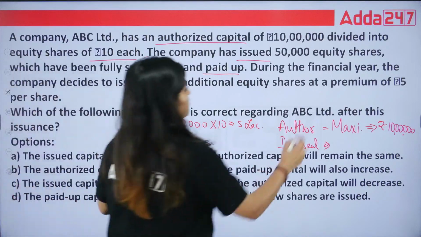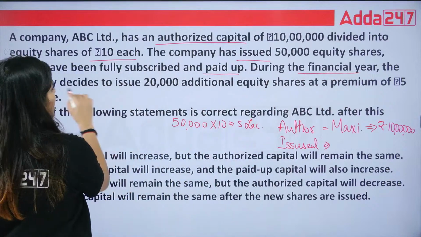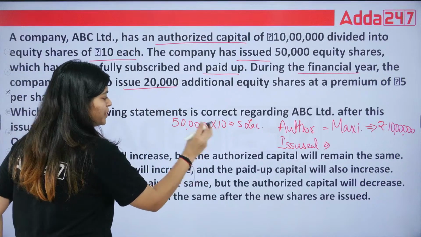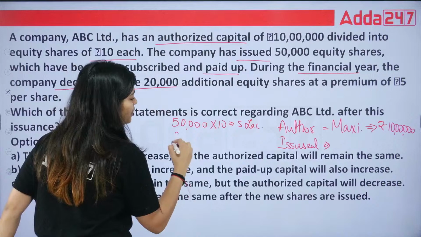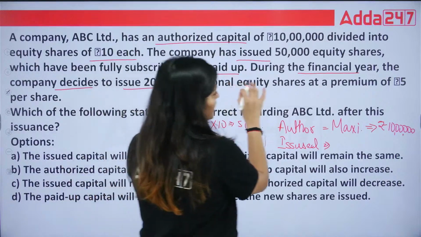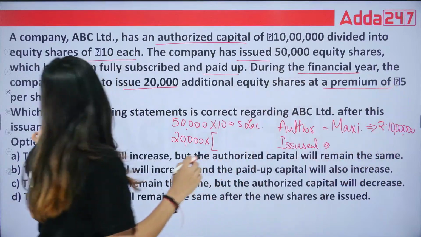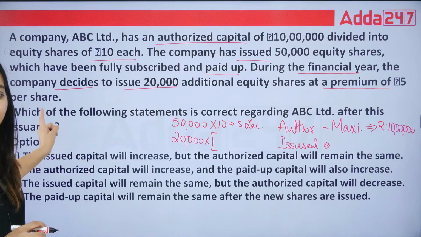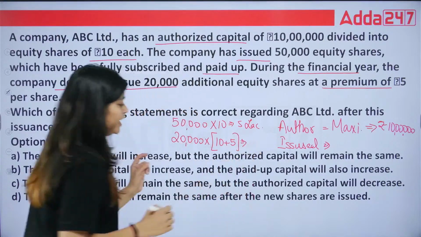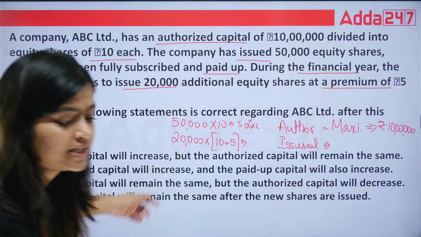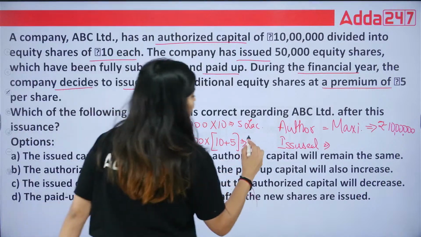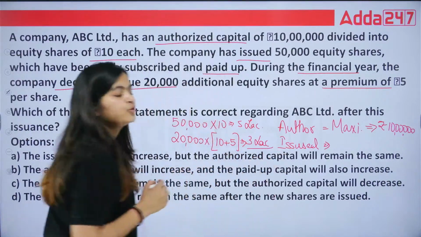But after some time, during a particular financial year, the company decides to issue 20,000 additional shares. Means this is the first issuance of 50,000. Next, they are going to issue 20,000 shares more, at a premium of 5 per share. Means they are going to issue at 10 plus 5. Can you tell me what is the total amount they are going to raise in the second issuance? That is 20,000 into 15, that is your 3 lakh.